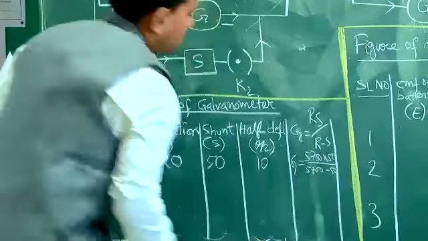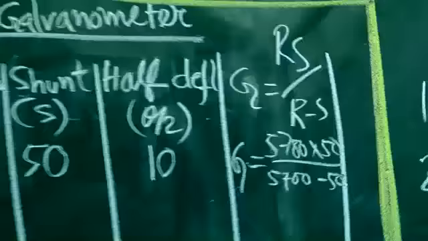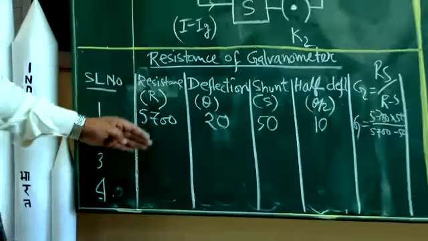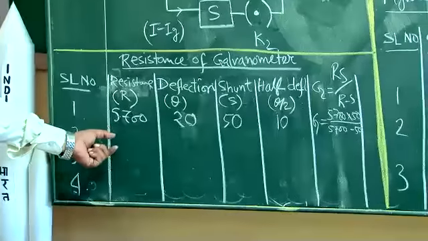This value, please focus here. G equals RS by R minus S, 5700 into 50 whole divided by 5700 minus 50. This is the value of the resistance for the galvanometer. This is the first observation. This way we will carry on. Carry on means in the next observation, what we will do? In the next observation we will take some different values of R.